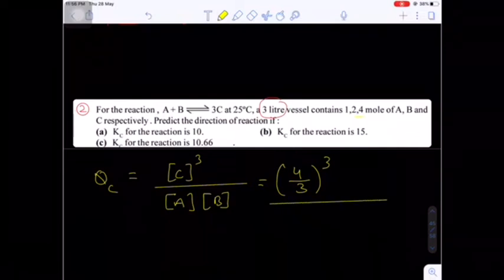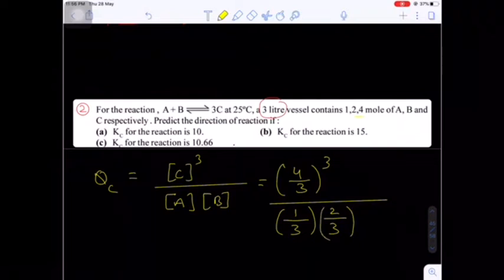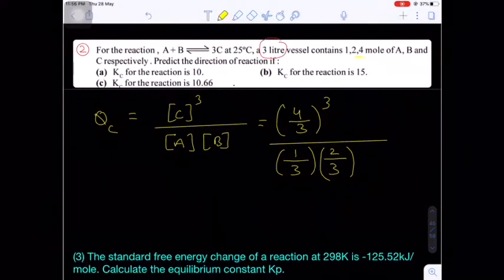Whole divided by, what is the concentration of A given to you? 1 mole divided by volume of the container. What is the concentration of B given to you? Moles given to you 2 moles, and the volume of the container is 3 liters. So per liter we have 2 by 3. Are you getting my point? Which is equal to 32 upon 3, which is equal to 10.66.